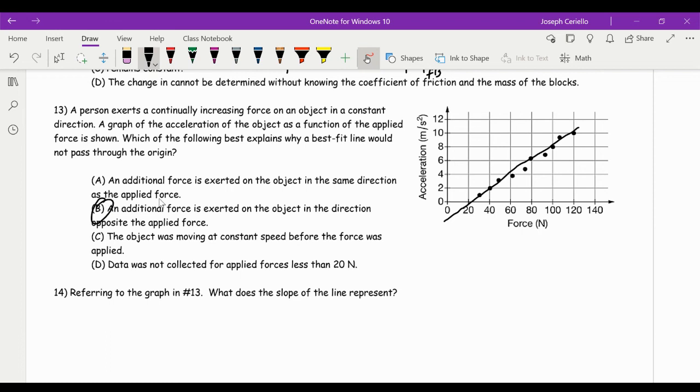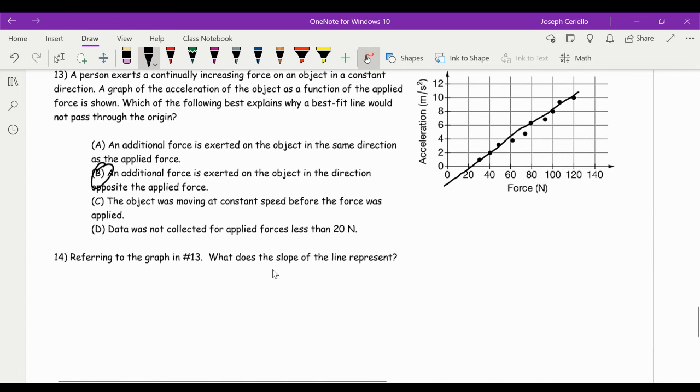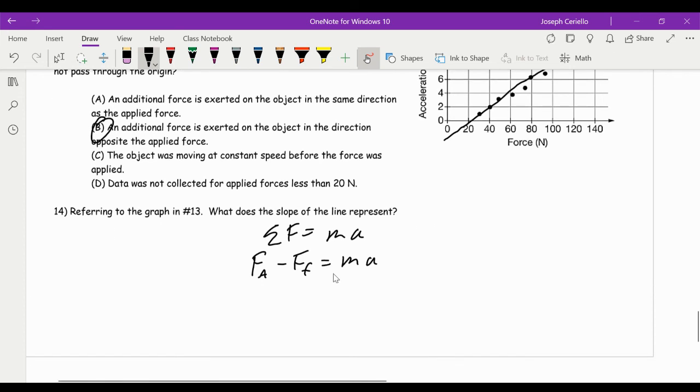Now, what does the slope of this graph represent? If you said 1 over the mass, you are correct, but you may have oversimplified your answer. Remember that the sum of the forces is equal to the mass times the acceleration. There's actually 2 forces here. There's an applied force and a frictional force. And that's equal to the mass times the acceleration. Now, if I were to rearrange this, if I were to divide both sides by mass, I would get a equals the applied force over the mass minus the force of friction over the mass.